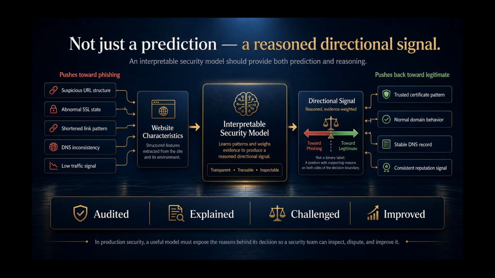That is exactly what an interpretable security model should provide. Not just a prediction, but a reasoned directional signal. The model can say, in effect, these website characteristics are pushing the decision toward phishing, and these characteristics are pushing it back toward legitimate. That matters in production. A security team does not only need accuracy. It needs a model that can be audited, explained, challenged, and improved.